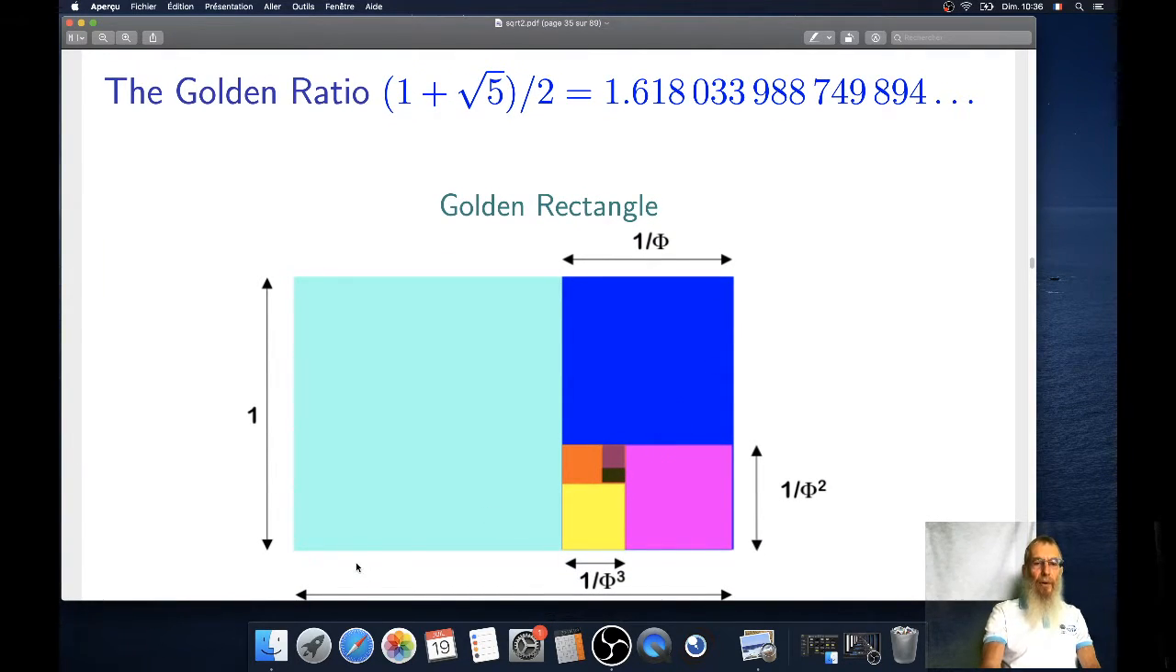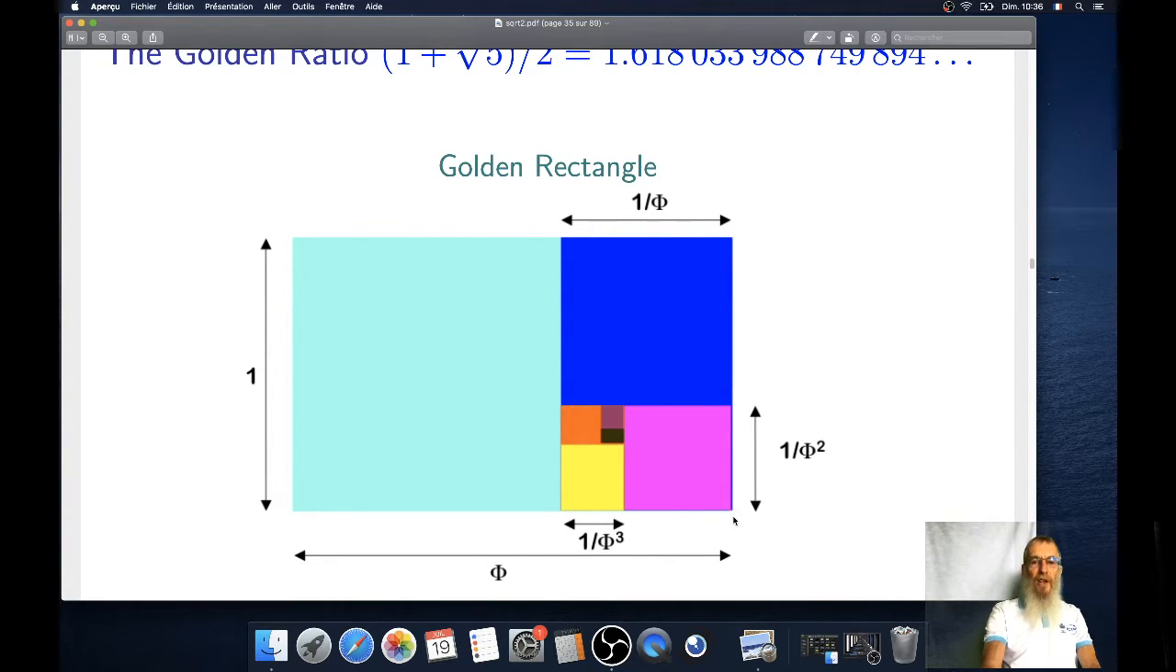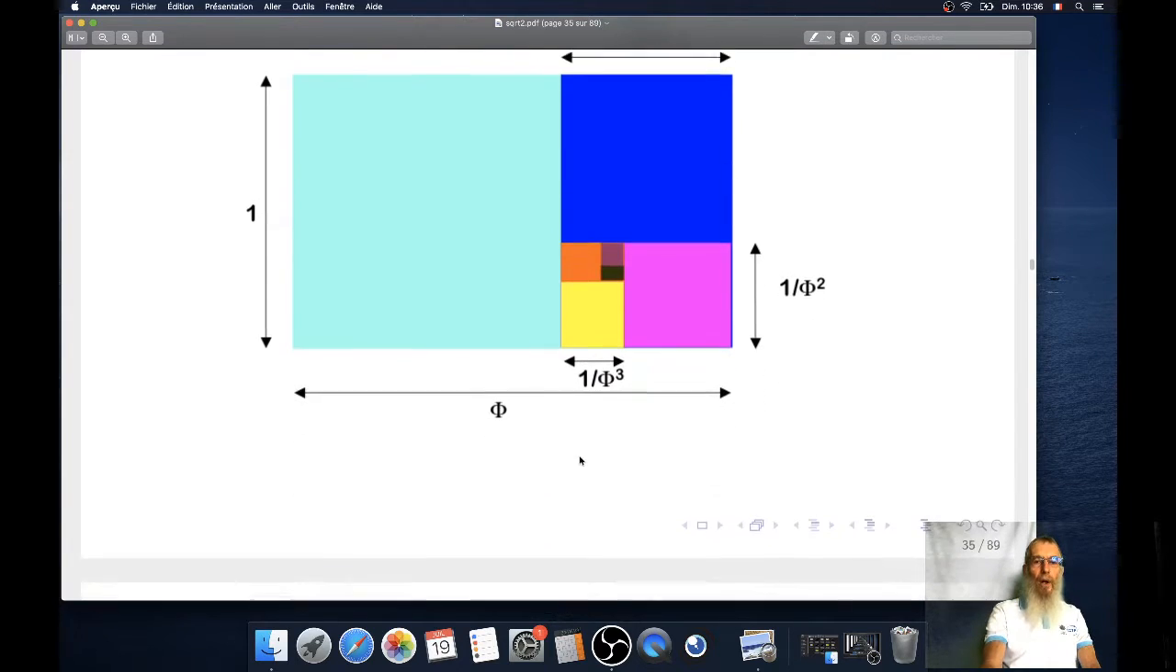We start with a rectangle with one side which is phi. We get a smaller rectangle where the sides are 1 and 1 over phi. So we shrink by multiplying the size of the starting rectangle by 1 over phi. We divide by phi. So the next rectangle that we get, one side is 1 over phi square, and the other side is 1 over phi. And then you have 1 over phi cube, 1 over phi to the 4, and so on. And so this is how you get the sequence of rectangles, which are all golden rectangles.